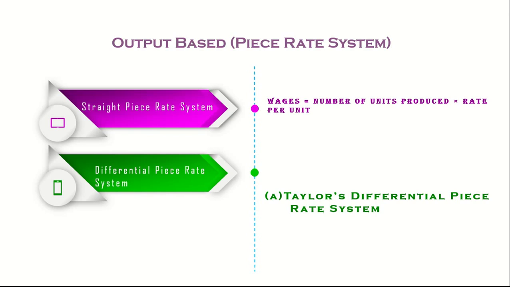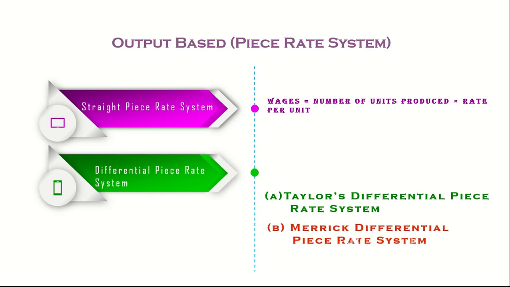The lower rate is 83% of the normal piece rate and the higher rate is 125% of the normal piece rate. The lower rate is given to a worker when his efficiency level is less than 100%. The higher rate is offered for efficiency level of 100% or more.